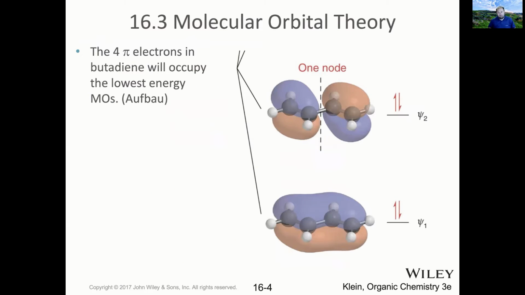In butadiene, we find that the 4 p orbital electrons that are now the 4 pi electrons, we're going to do the same thing that we did in ethene and that we did in any of the diatomic molecules back in GChem and their molecular orbital diagrams. And we're going to fill them from lowest energy to higher energy using the Aufbau principle. And what we find is we fill the first and second molecular orbitals with the 4 electrons.